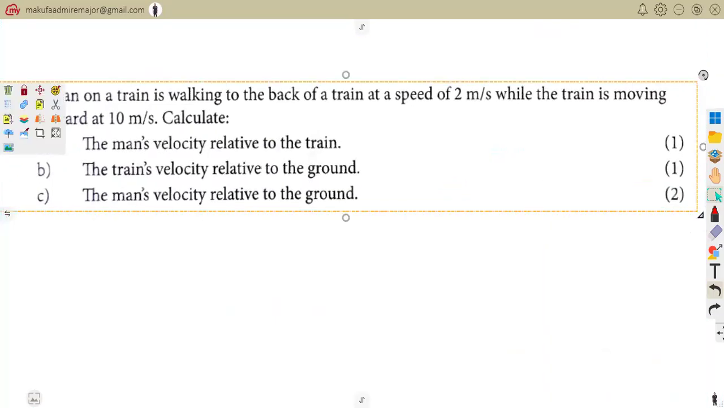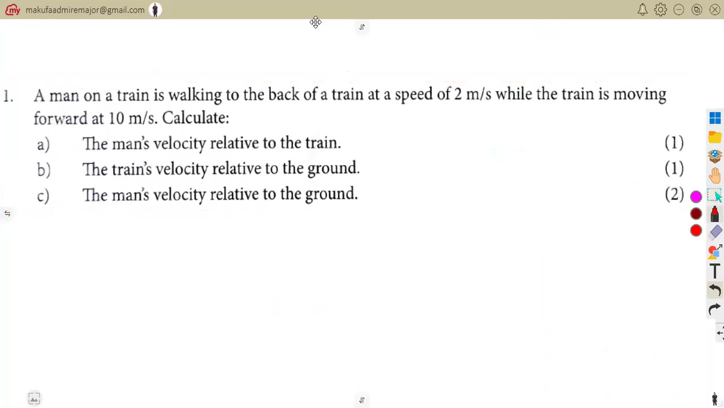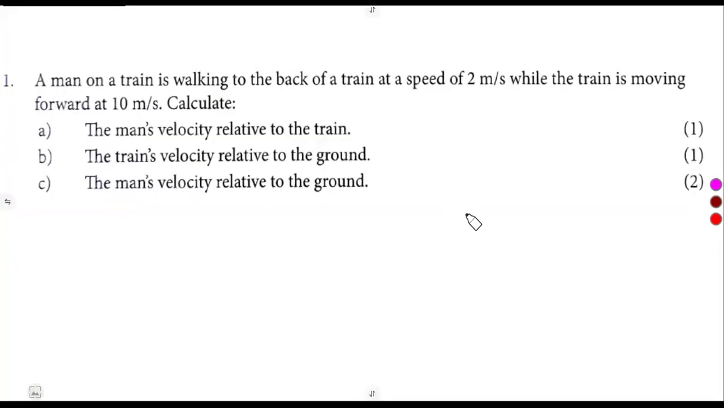So on this one, how can we attempt this type of question? A man on a train is walking to the back of the train at a speed of 2 meters per second, while the train is moving forward at 10 meters per second. Calculate the man's velocity relative to the train.